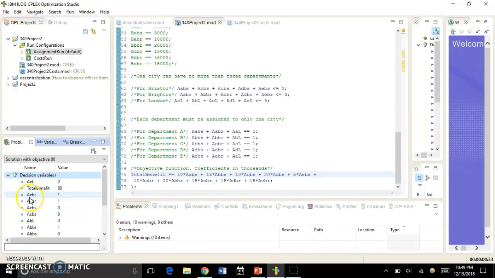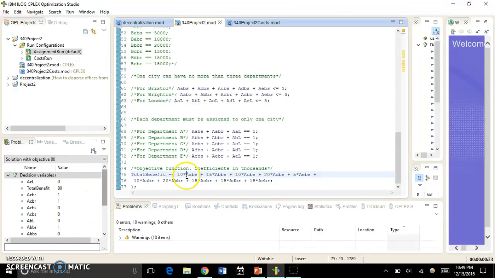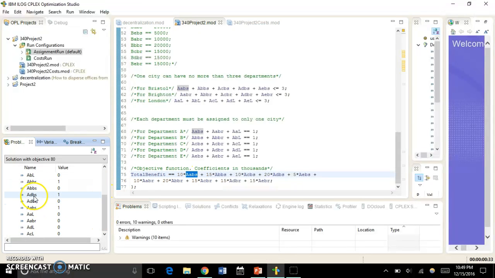So here this means Department E is assigned to Brighton, Department C is assigned to Brighton, Department B is assigned to Brighton, and Department D is assigned to Bristol, and Department A is assigned to Bristol. So these are assignments, and when I modeled this in Excel, Solver gave me the same results, so I feel confident that this is accurate.